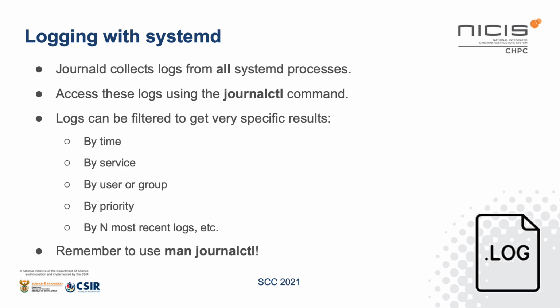Journalctl has powerful filtering options to look through the large set of log entries in order to find specific messages, alerts, or errors which are specific to certain applications, users, or services. Some ways in which the logs can be filtered include by time, by service, by user or group, by priority, by the most recent logs, or a combination of the above, and more.